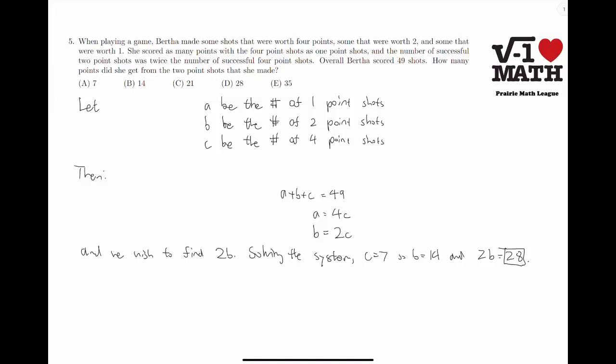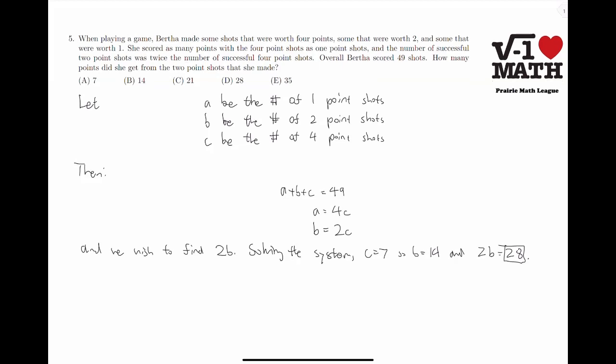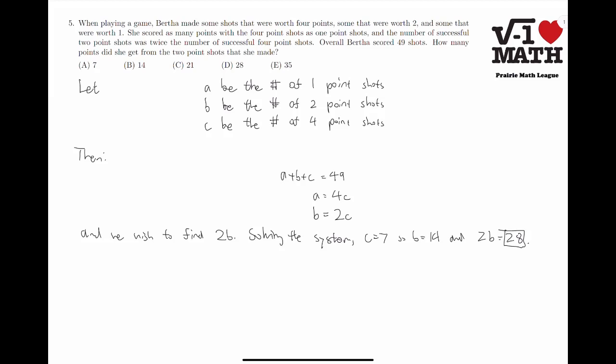Hello everyone. Today I will show the solutions to problems 5 and 6 of round 166 of the Prairie Math League. For problem number 5, Bertha made some shots that were worth 4 points, 2 points, and 1 point.